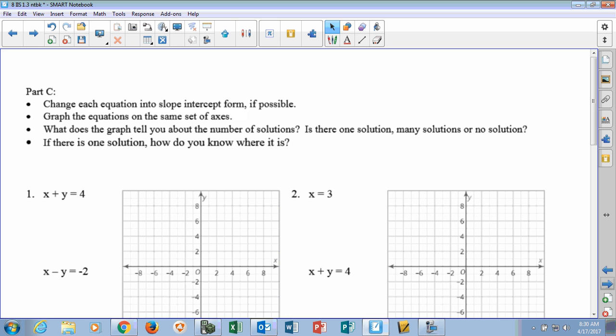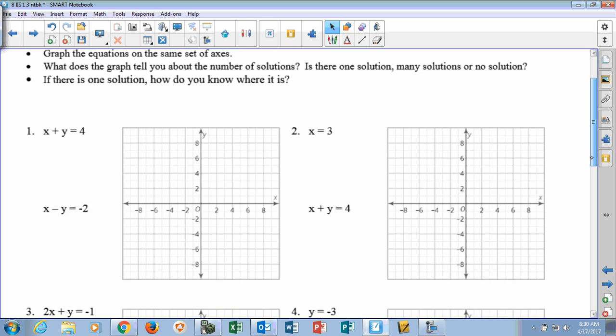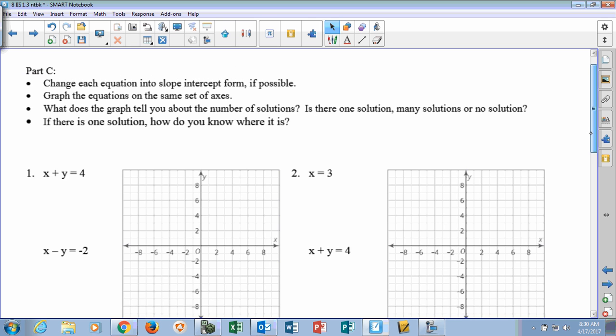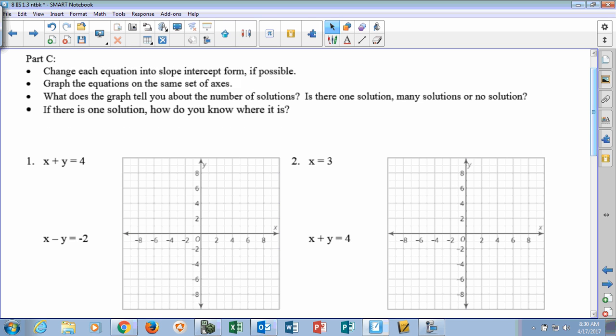So, now, it seems like forever ago because last week we M-stepped, but this is why we spent a lot of time doing the converting stuff, because we have lots of different problems here. So our steps say this. We'll do the first one together. It says change each equation into slope-intercept form, if possible, because some of these, like this one, you can't, right? There's no y. Graph the equations on the same set of axes, so on the graph. And then what does the graph tell you about the number of solutions?